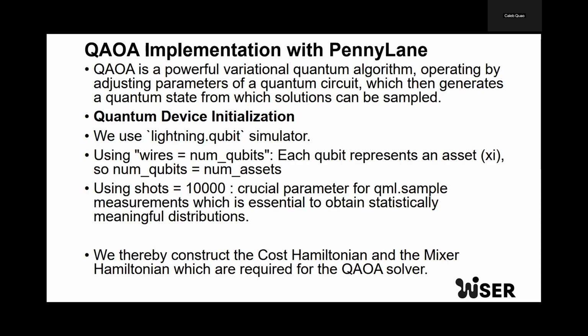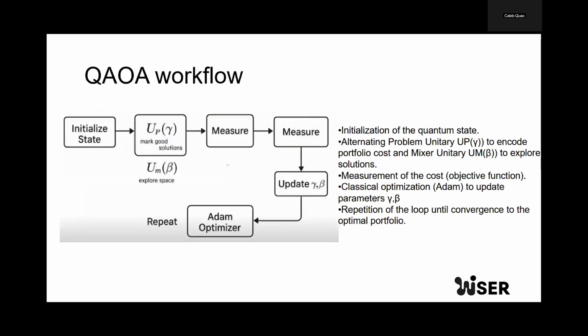Gamma marks which portfolio is good or bad based on the cost function. And then beta stirs up the states, so we explore other portfolio combinations. We implemented this on the PennyLane lightning qubit simulator with 10,000 shots. And this is our workflow. Here we initialize the quantum states where all portfolios are equally likely.